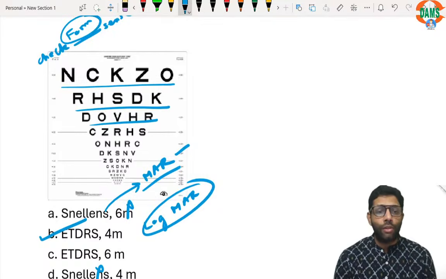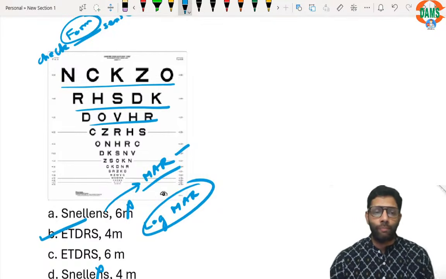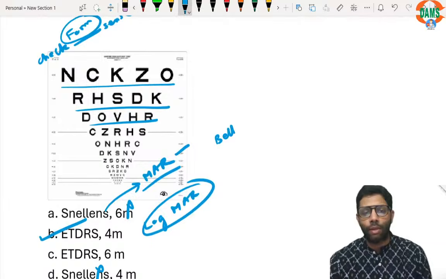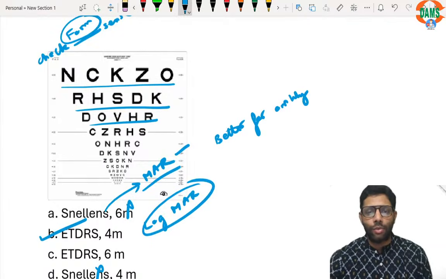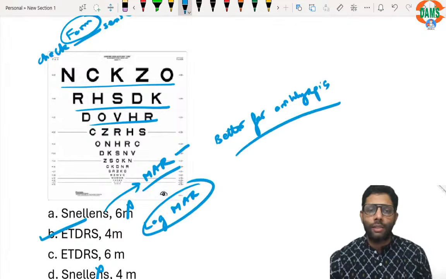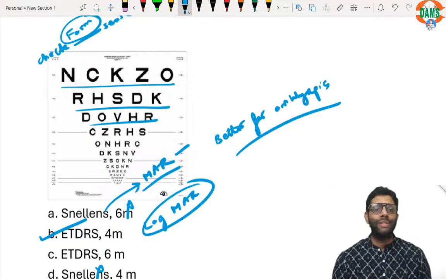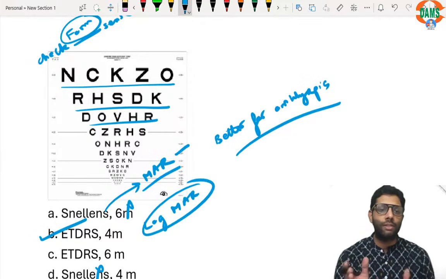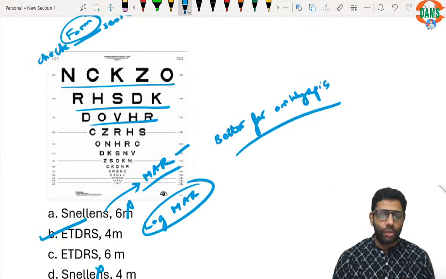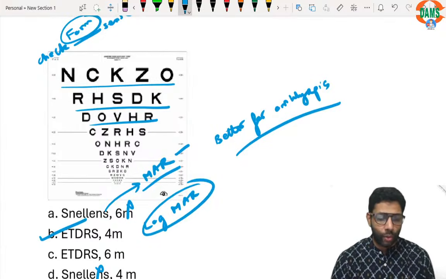Now, it is better for amblyopias also. ETDRS is a better chart for amblyopias because of which phenomenon? Crowding phenomenon. If you have attended the class, you might know. Because the letters are crowded together. If the letters are crowded, patients with amblyopia, meaning lazy eye, cannot appreciate the letters in a crowd. So Snellen's will overestimate the vision of amblyopias. Because of which phenomenon? Crowding phenomenon.